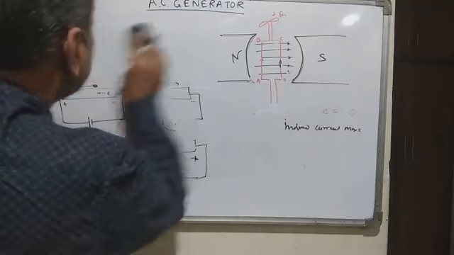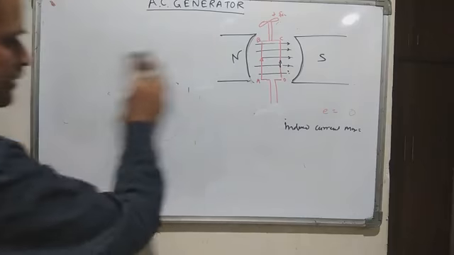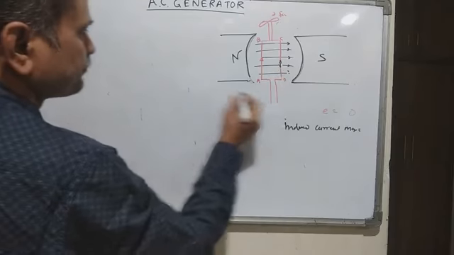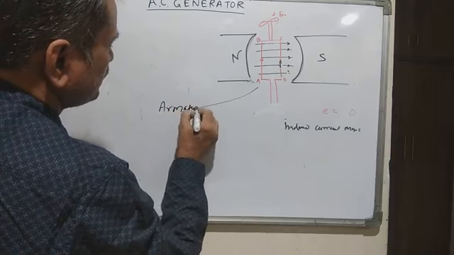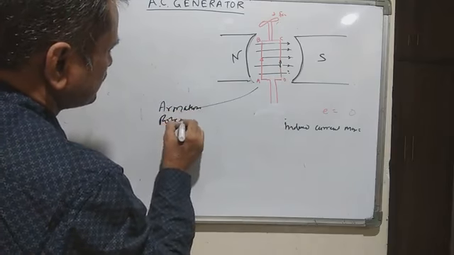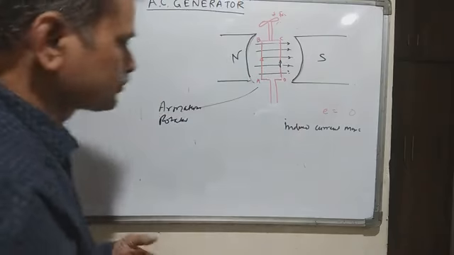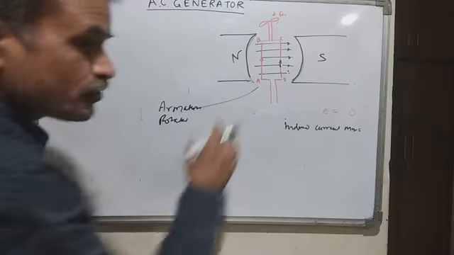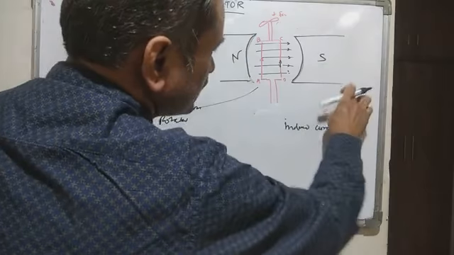Now we know that when we rotate the coil in the magnetic field, the flux will be linked. This particular coil is called the armature, or rotor. It is a coil mounted on a soft iron core, a thin copper wire winding mounted on the soft iron core. And these are the magnets, which are made from electromagnets.